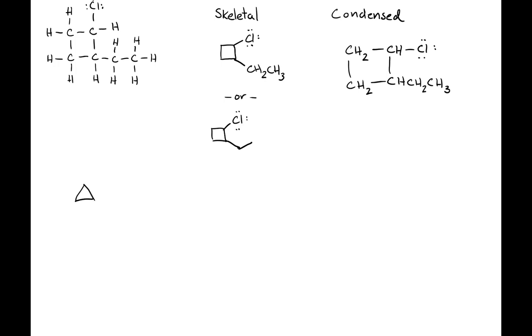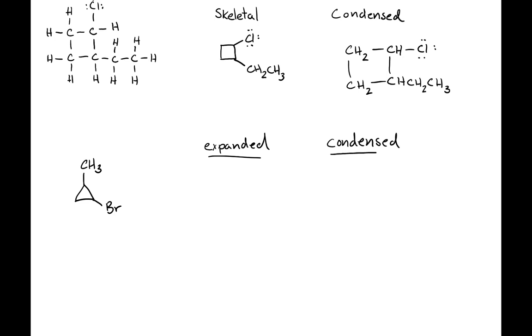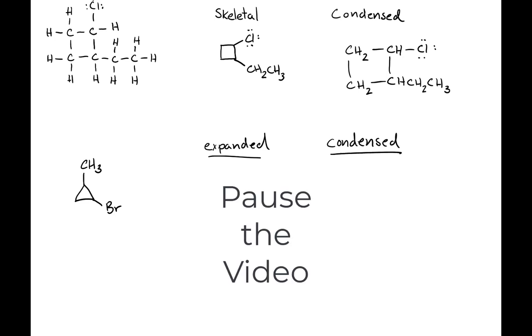Now let's take a look at a skeletal structure which contains a 3-membered carbon ring, a CH3 group, which we will call in a moment a methyl group, and a bromine atom. I'd like you to draw this out in expanded format as well as condensed. Again, please pause the video, attempt the drawings, and then unpause it when you're ready.